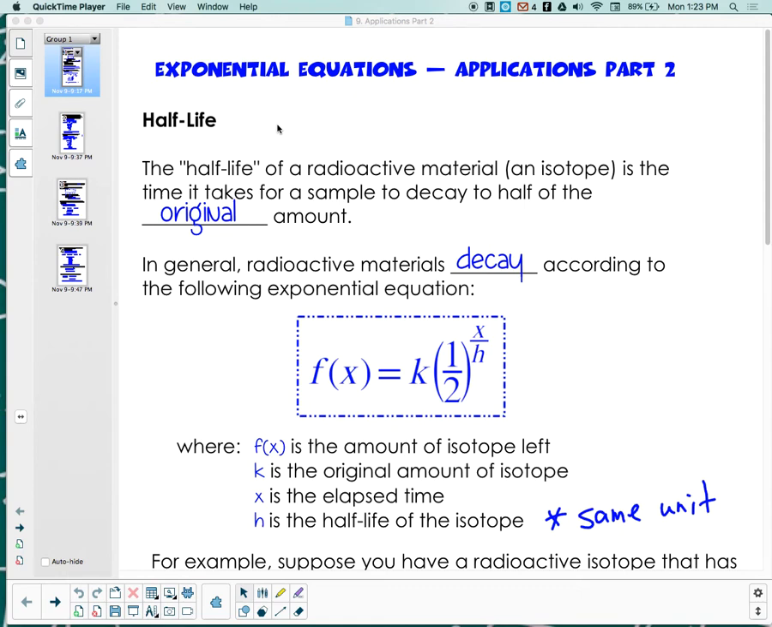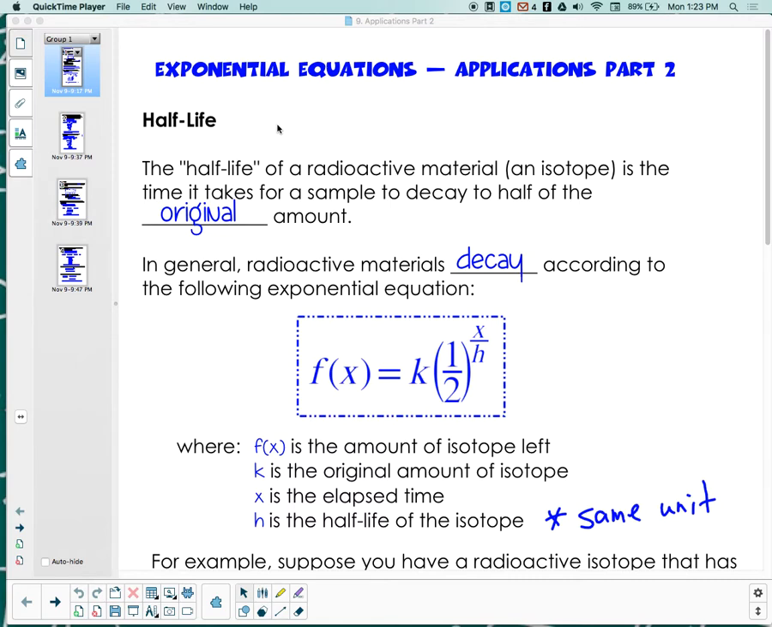Okay, so two special cases of exponential growth and decay. Just one. Okay. So the two special cases are half-life and doubling period.